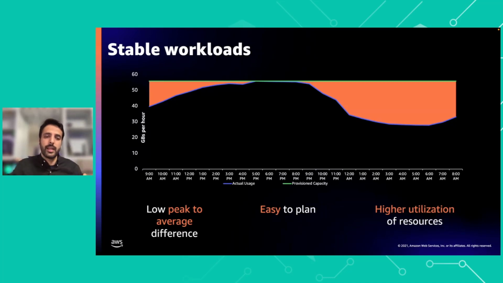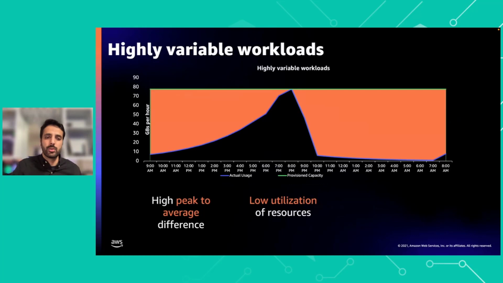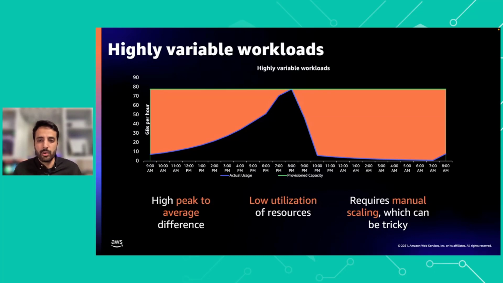But on the flip side, you also have other types of workloads, which are quote unquote highly variable workloads. So these are workloads where, imagine you're operating a live video platform. Your overall demand can be very spiky. In this example, the lowest could be 8 gigabytes per hour, and the peak in the evening could be about 80 gigabytes per hour, which is 10 times your base traffic.